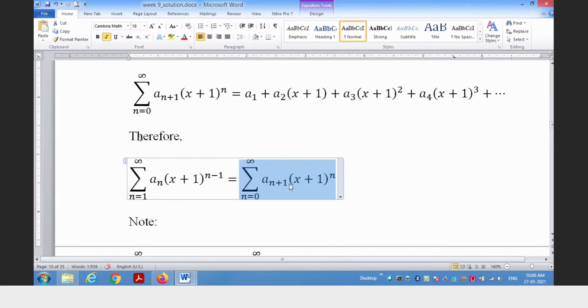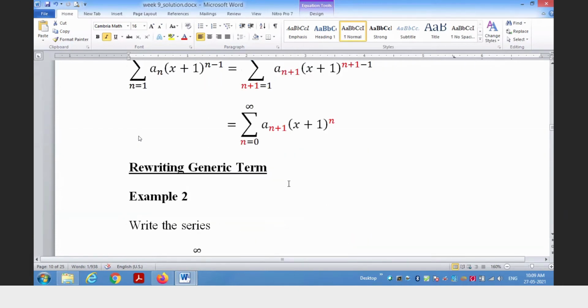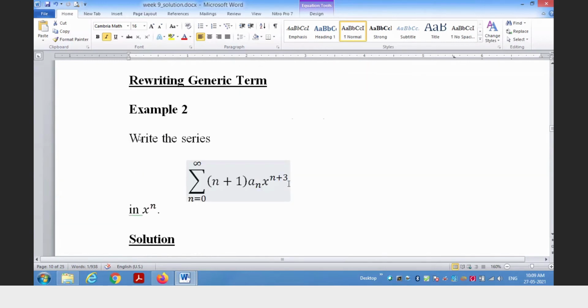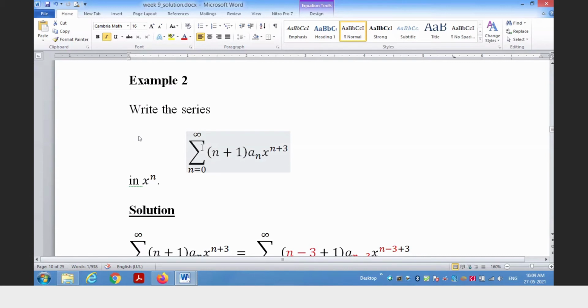Okay, that is if you want to shift the index and then rewrite the generic terms, right? For example, here, write this series. This summation is actually a series. You presented it in terms of summations, but it is a series. You want to convert this series into x power of n. Here this series is x power of n plus 3. You want to change the power to n. How? You have to replace this n with n minus 3.